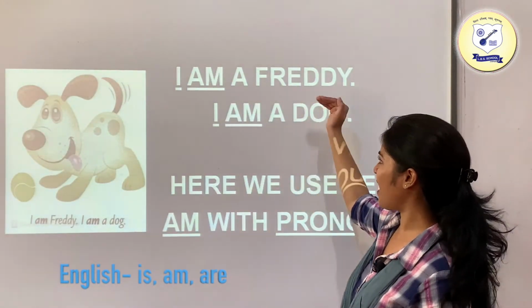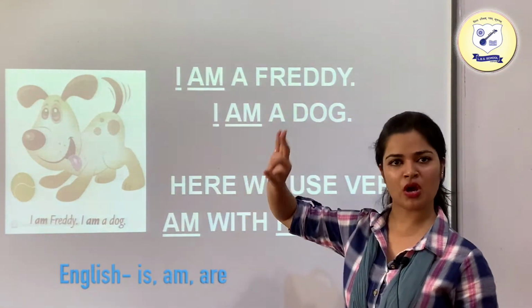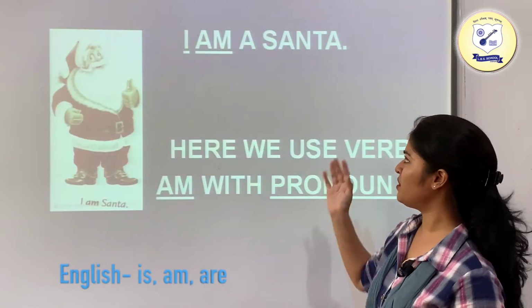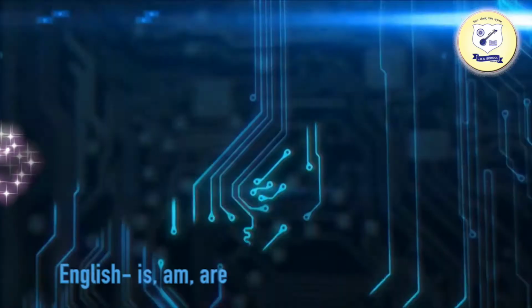Similarly, I am a Freddie, I am a dog. So we are again using am with pronoun I. Similarly, I am a Santa. So this I is your pronoun and we are using am with it.